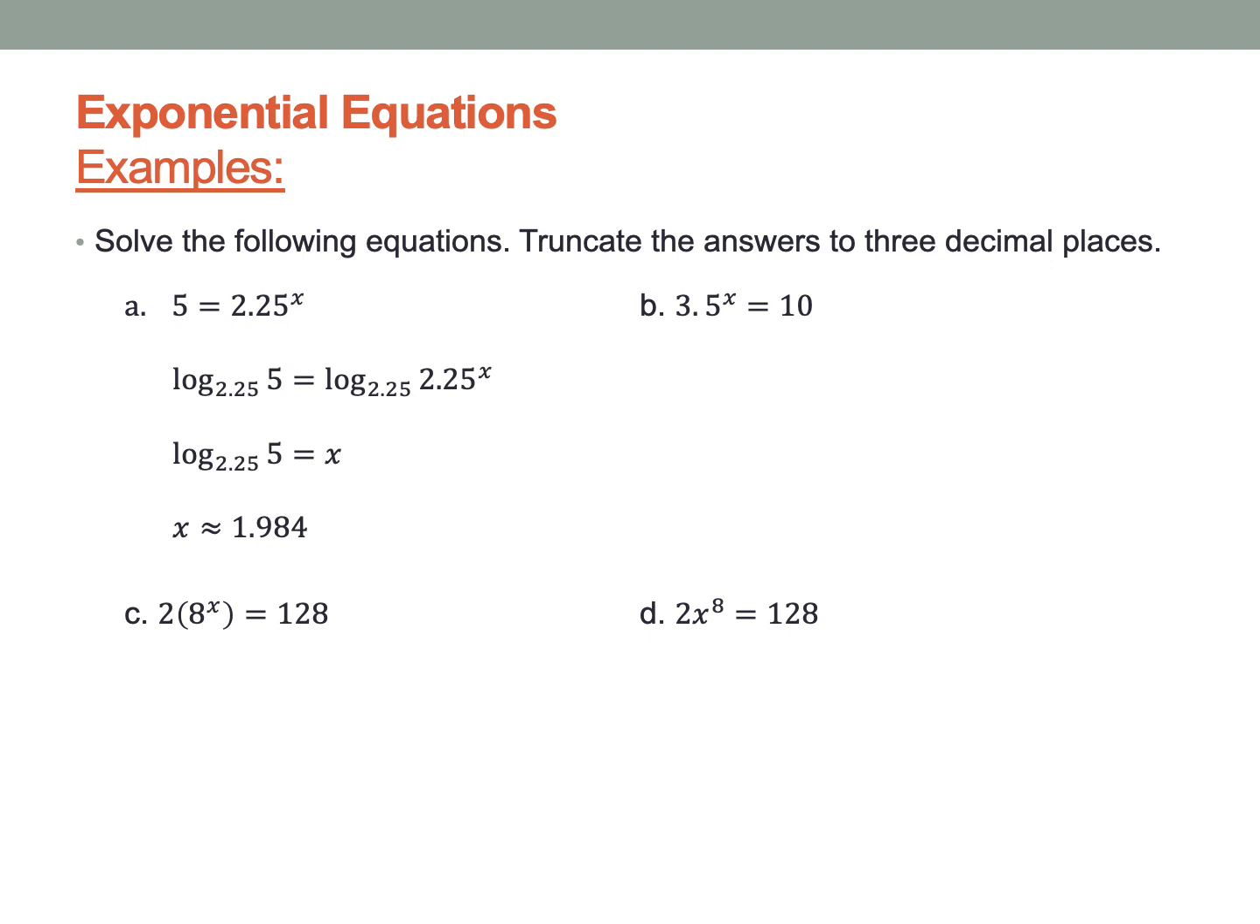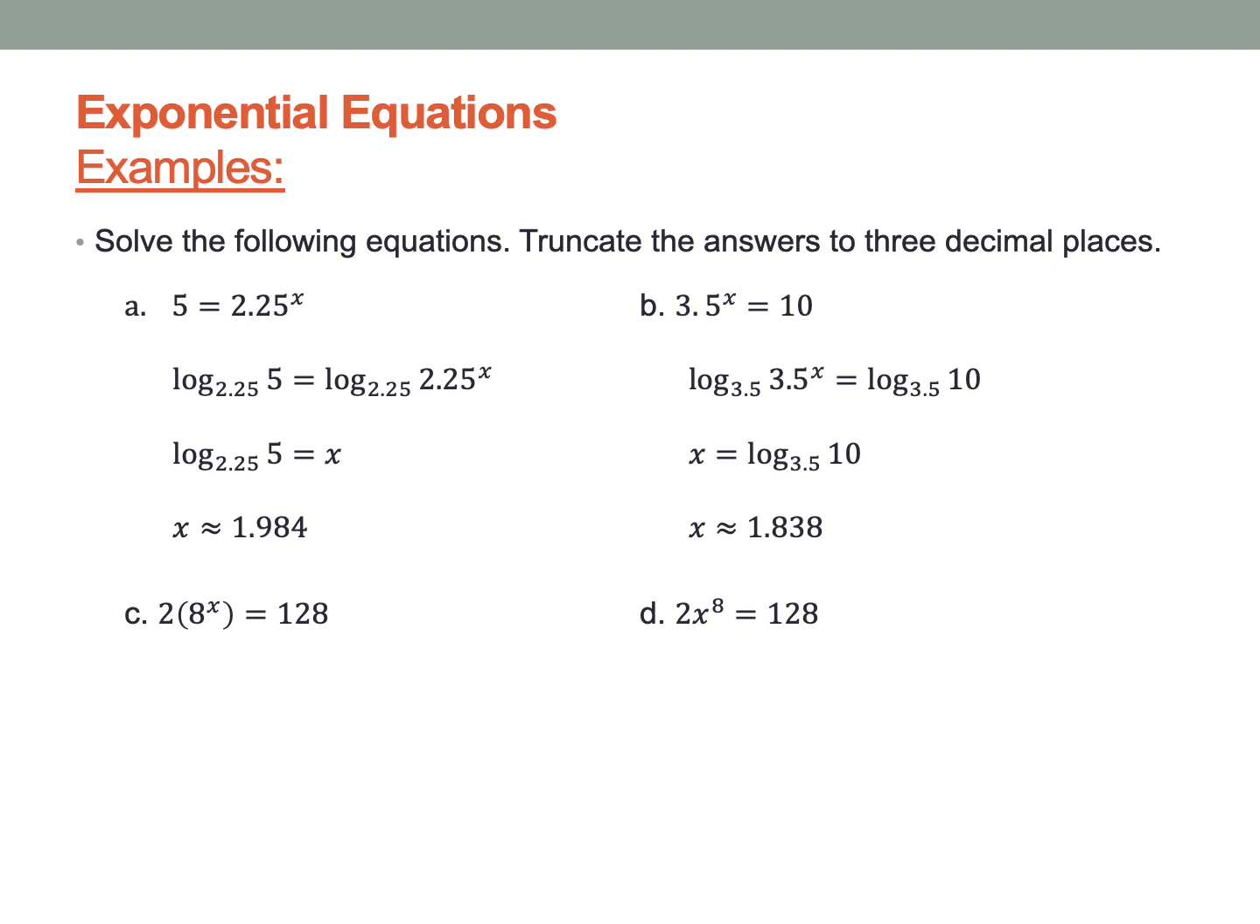Okay, I'm going to have you try this one on your own. So solve for x for B. Okay, so you use log base 3.5 because that's the base of the exponent. And then the left just becomes x. And then you plug the right side in your calculator and you get 1.838.